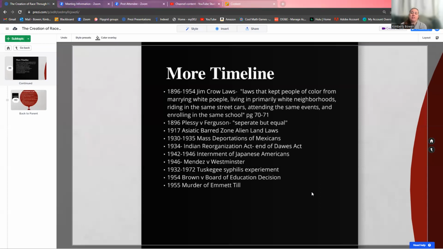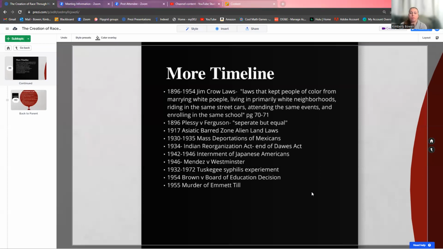In 1917, again, we barred most Asiatic immigration. In 1930 through 1935, we had this mass deportation of Mexicans, and we're going to get into that in an upcoming slide, but that ends up starting a lot of the ideologies and understandings that we have currently of immigration when it comes to our southern border and its harms and the violence that is done to anyone from South America, Mexico, or even Americans that have any kind of ancestral roots in those places.